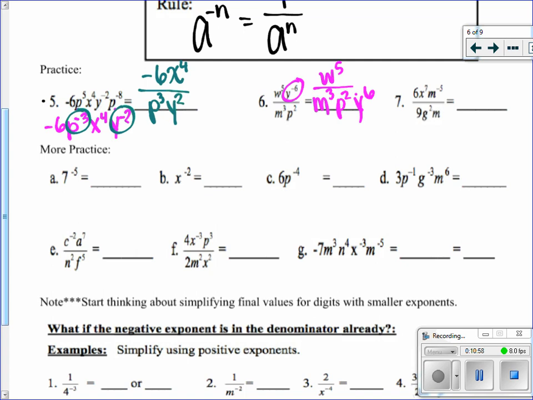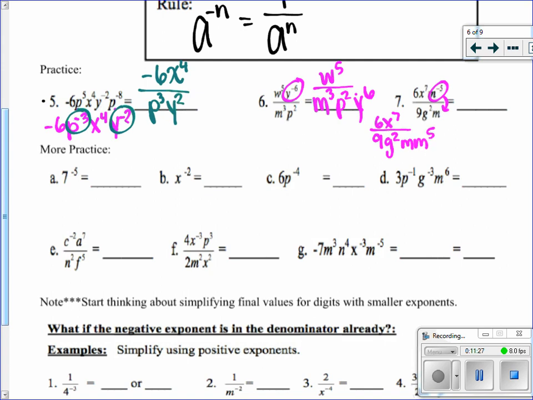Now, if you don't care what order, this is where we're going to start getting into problems where what I do on the board might be different from what you do on your paper, but the end answer should still be the same. It's still 2 steps regardless of which way you do it. So if we move this first, that means we're going to have 6x to the 7 over 9g squared. M was there, and now it's m to the 5th.